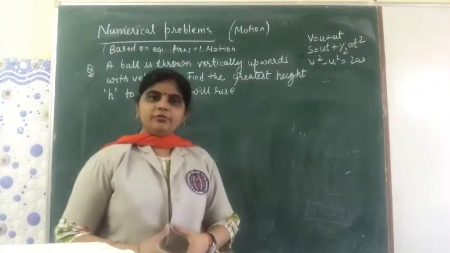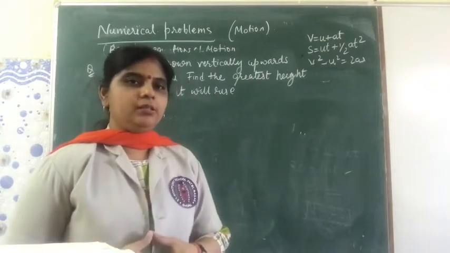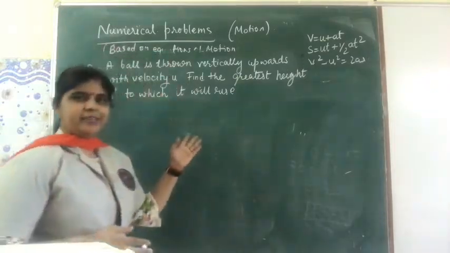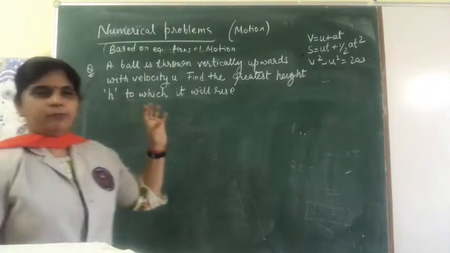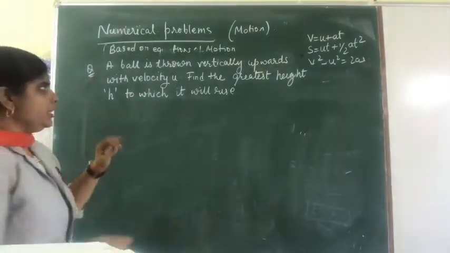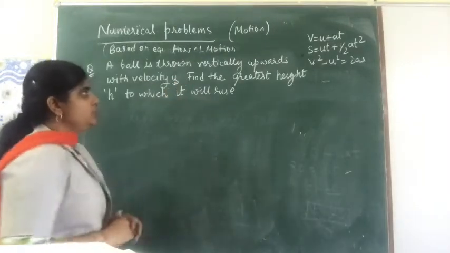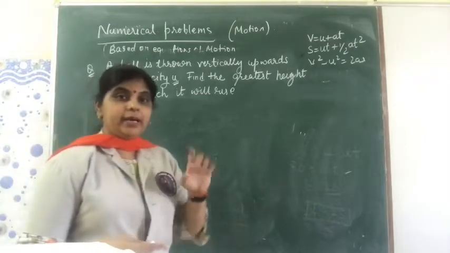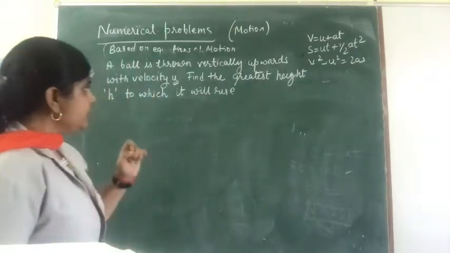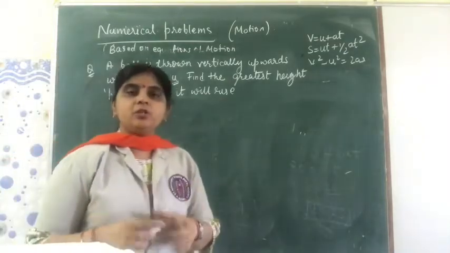Now let us solve one more numerical. It's a little different type. Let us see what it is. A ball is thrown vertically upwards with a velocity u. Find the greatest height h to which it will rise.